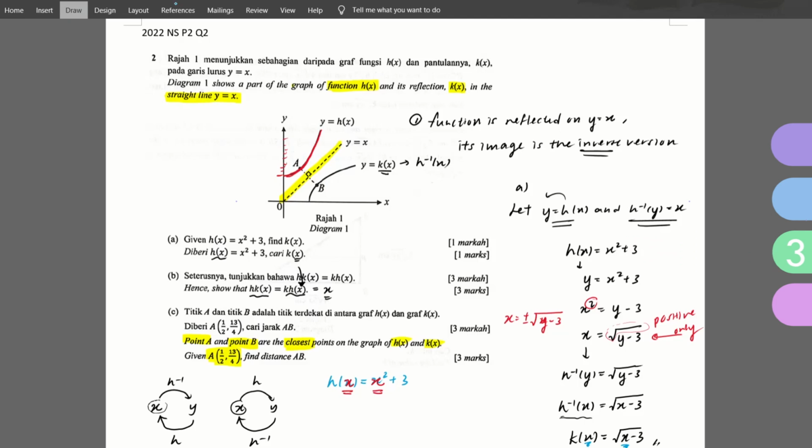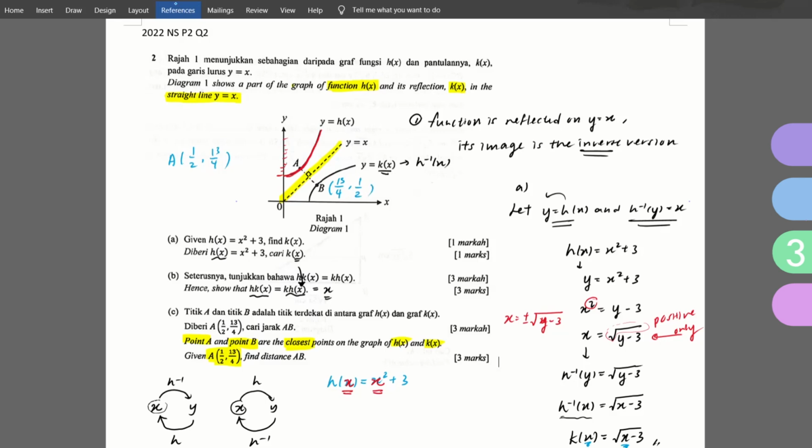Since k of x is the reflected image of h, everything will be reflected, including the coordinates. Let's say the coordinates of A are 1 over 2, 13 over 4. This would be reflected as well, which means inverted: the x coordinate becomes the y coordinate, and the y coordinate becomes the x coordinate. So B's coordinates will be 13 over 4, 1 over 2.